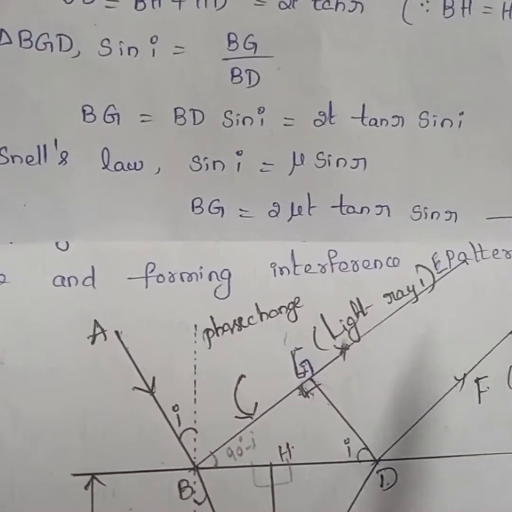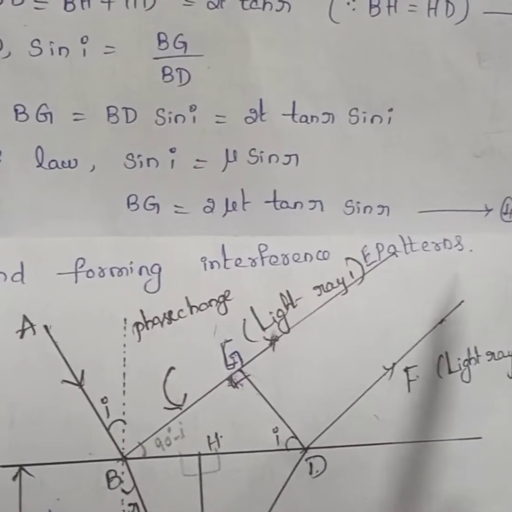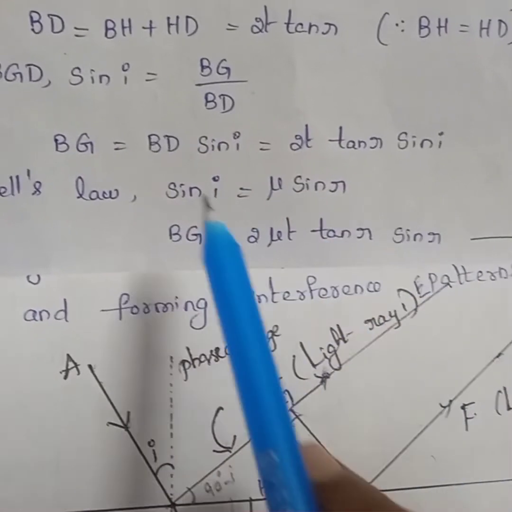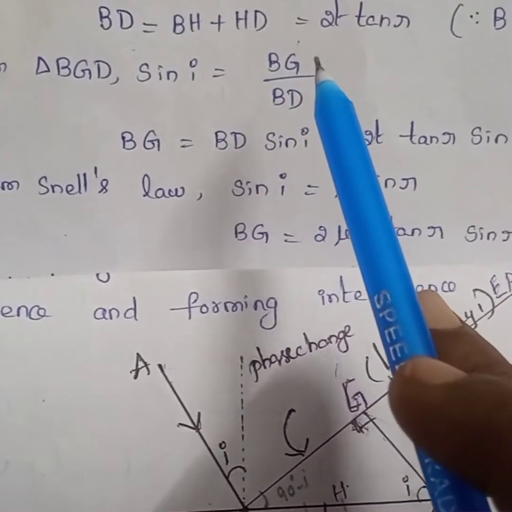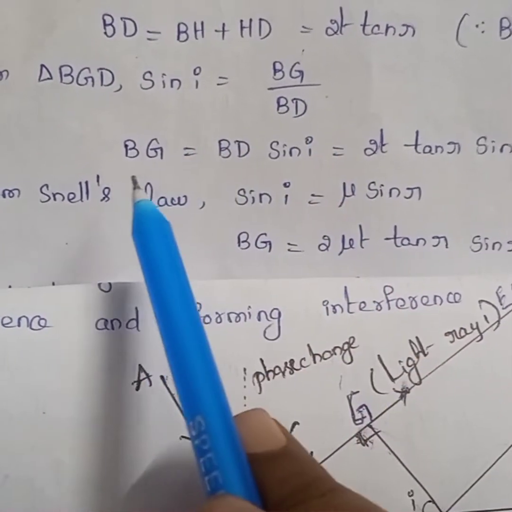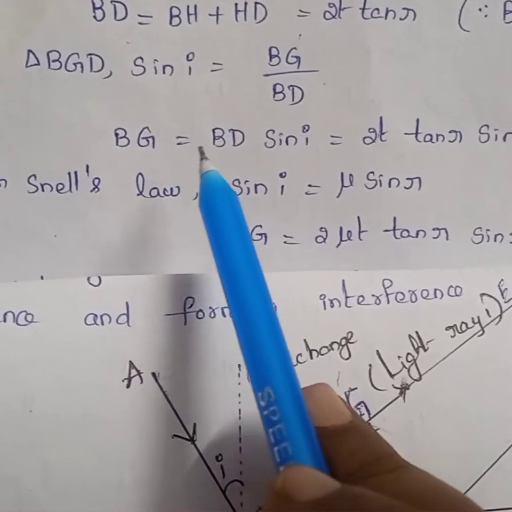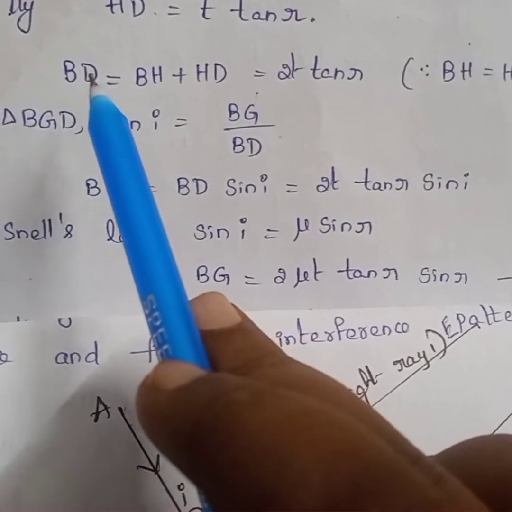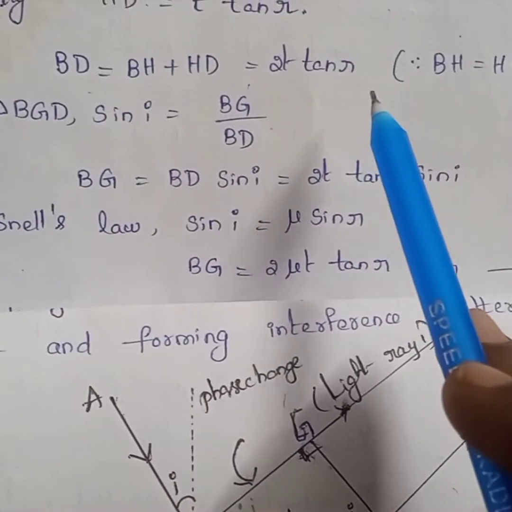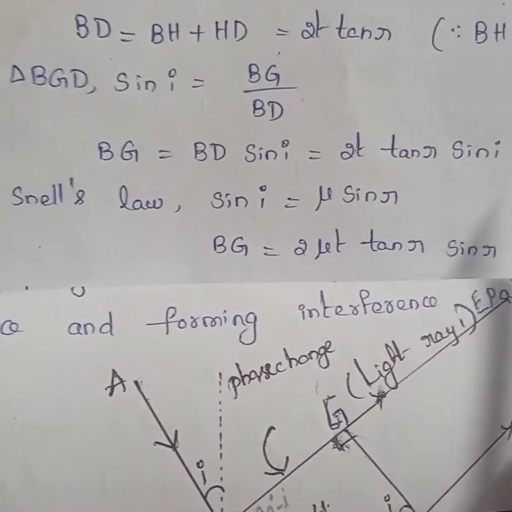From this BGD triangle, D makes an angle i, G makes 90 degrees. So from the triangle we can write sin i is equal to BG by BD. From this we have to calculate the BG value. Then BG can be written as BD sin i. So already we know from the previous one, BD is equal to 2t tan R. We can substitute that value. We get 2t tan R sin i.